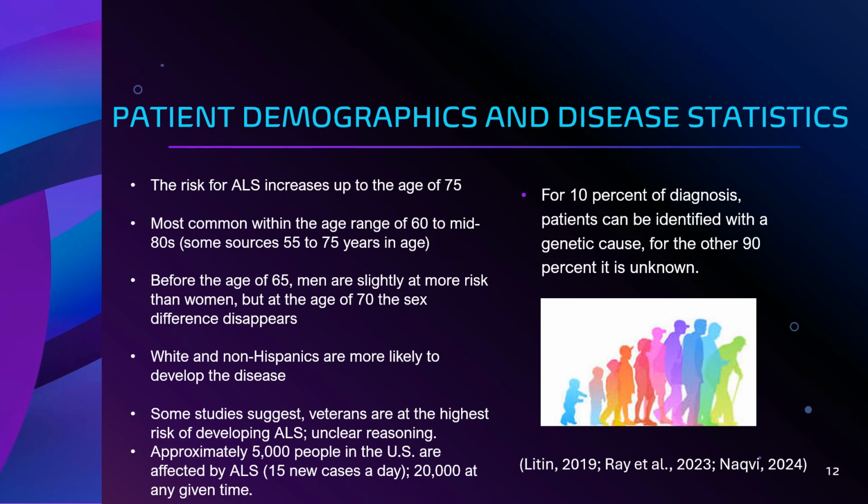Approximately 5,000 people in the US are affected by ALS, which is approximately 15 new cases a day. And that's about 20,000 at a given time who can have ALS. For 10% of diagnoses, patients can be identified with a genetic cause. For the other 90%, it's unknown. So like we said before, 10% of these patients are diagnosed with familial or genetic ALS, whereas 90% of these patients have sporadic ALS.